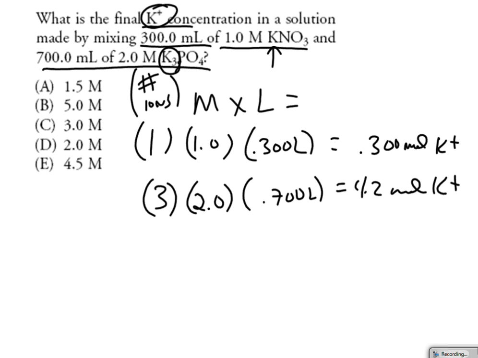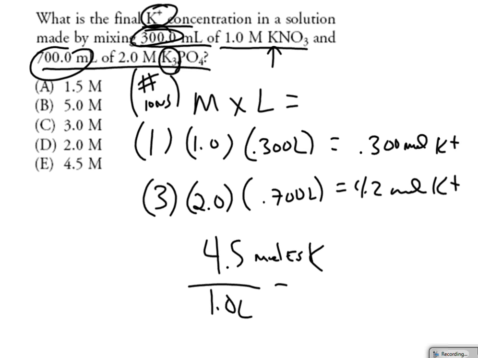So then ultimately I add the moles together. I have a total number of moles of 4.5 moles of K+. My new volume is 300 plus 700, so I have 1 liter, which means my molarity would be 4.5 molar. Be aware of the subscript of ions.